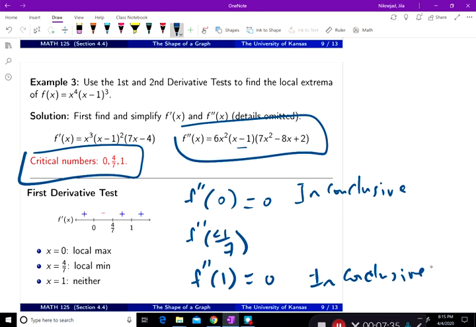I know that at x equal to 0 there is a local max. So the second derivative test did not detect this. That's the shortcoming of the second derivative test.